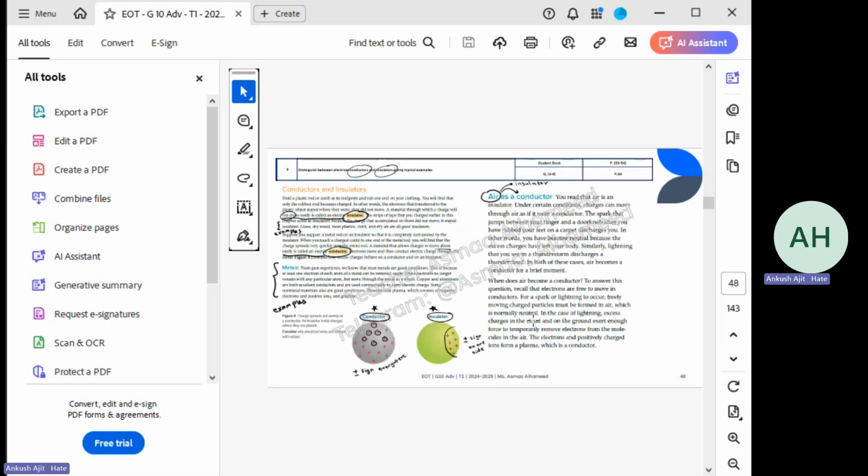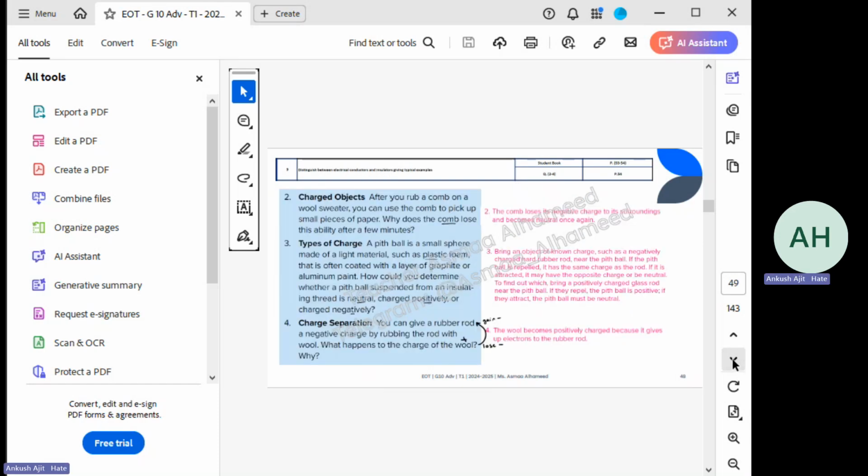Okay, conductors and insulators, everybody knows this, guys. Air is an insulator. Okay, in conductors you can see plus and minus everywhere, in an insulator plus and minus at one end only. The diagram is given, everything. Type of charge is charge separation, everybody knows this, right? Type of charge is positive, negative charge separation.